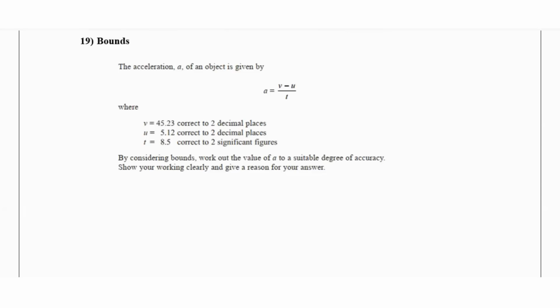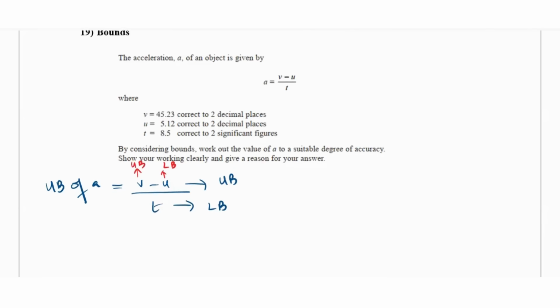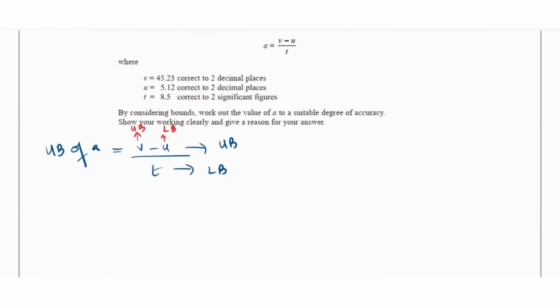So that means we need to work out the upper bound and the lower bound of A. So for the upper bound of A, that means we need the upper bound of V minus U and the lower bound of T. For the upper bound of V minus U, that means we need the upper bound of V and the lower bound of U, because upper bound minus lower bound would give us the upper bound in difference. And in division, for the upper bound, it's upper bound divided by the lower bound. So now, let's begin with finding the upper bound of V.